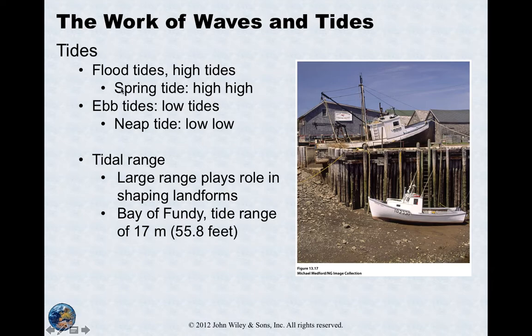And the spring tide is the high, high tide. An ebb tide is a low tide. That's when you go to the beach and you can see tide pools and you can walk out further to the ocean. The neap tide is the low, low tide. That's when it starts to smell funky. That's when you get gigantic beds of kelp washed up and sitting there in the sun. That's your low, low tide.